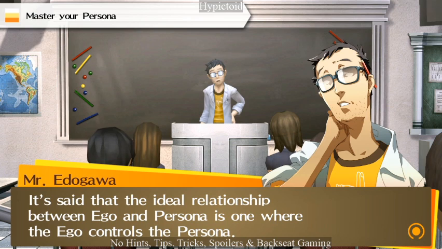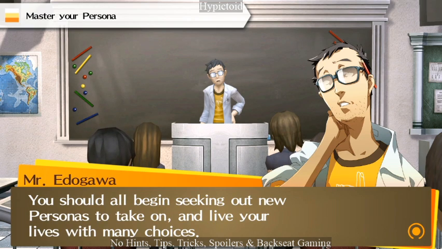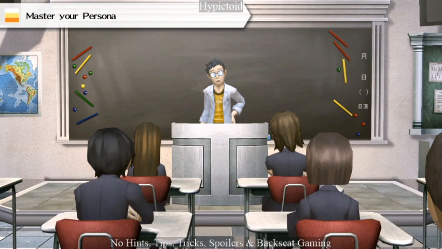Master your persona. It's said that the ideal relationship between ego and persona is one where the ego controls the persona. Having multiple personas and using them masterfully leads to a rich life. You should all begin seeking out new personas to take on and live your lives with many choices.